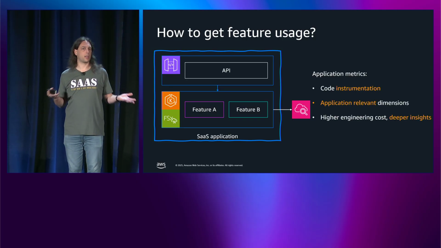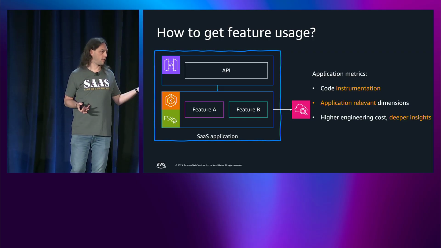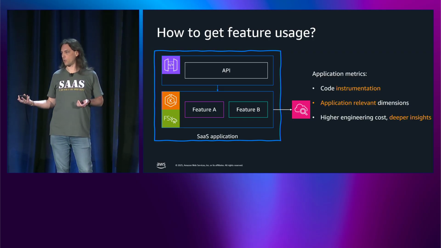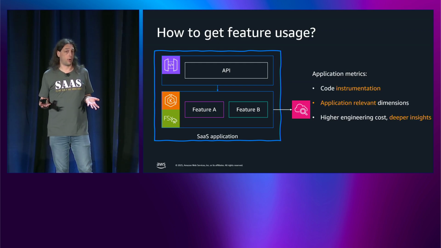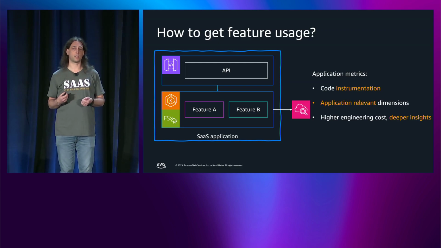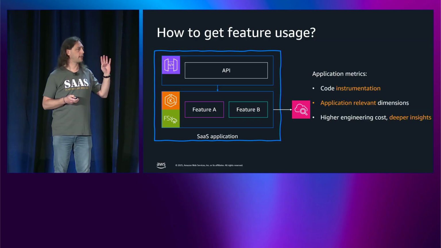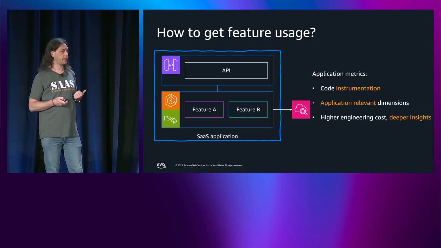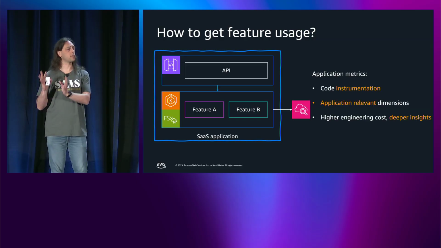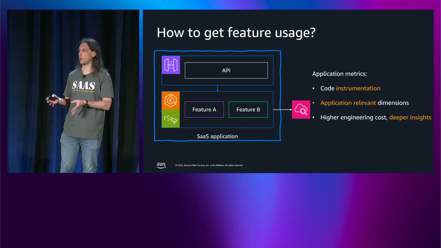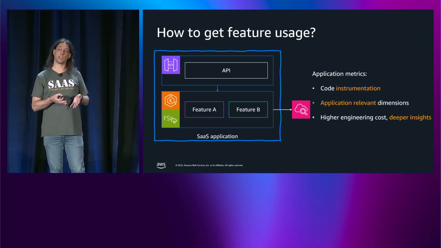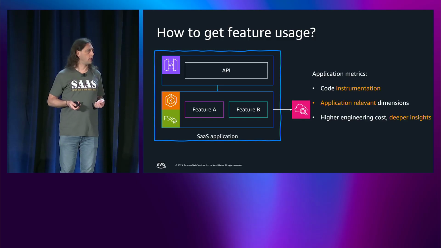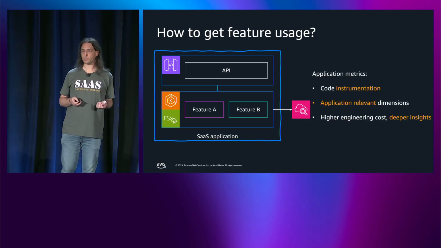So we have to think about that trade-off and balancing that higher engineering cost with these deeper insights. And there's a place for both approaches, right? My general advice is to start off by getting that feature usage with your ingress logs. Get some data on the table, stuff that you can work with straight away. And then when you need deeper insights into particular areas, start instrumenting your application code from there.